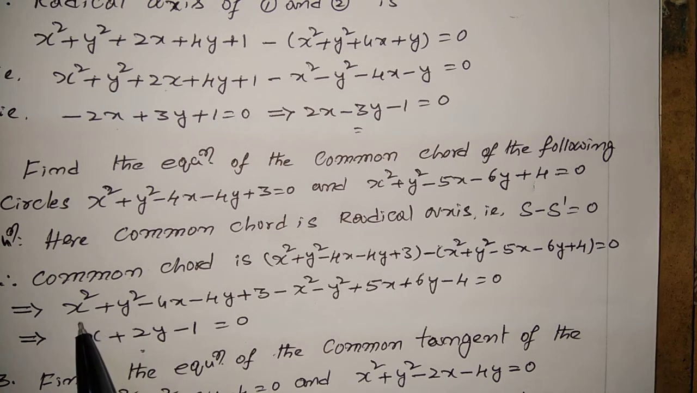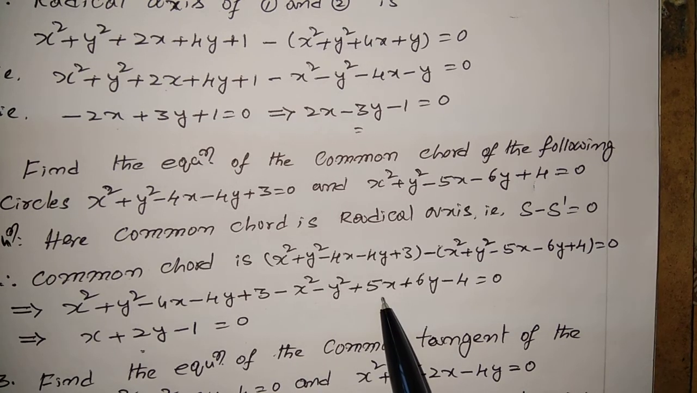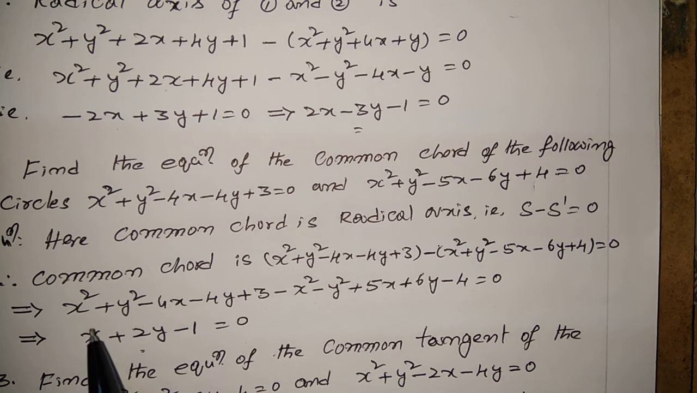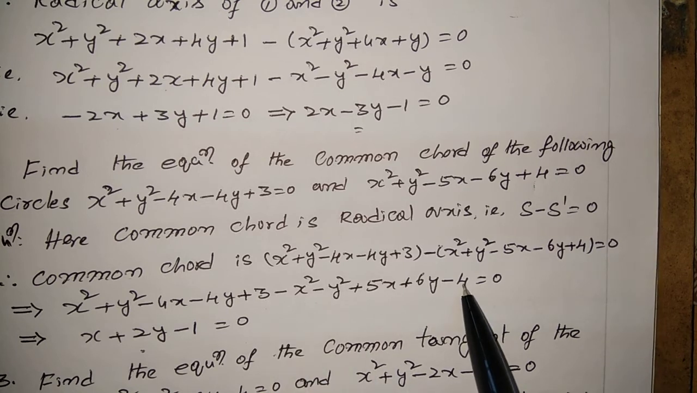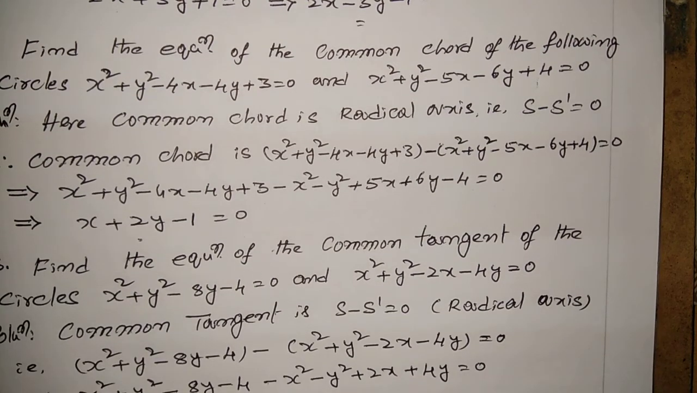Deleting these brackets, we get x square plus y square minus 4x minus 4y plus 3 minus x square minus y square plus 5x plus 6y minus 4 is equal to 0. X square minus x square get cancelled, y square minus y square get cancelled, minus 4x plus 5x is x, minus 4y plus 6y is 2y, plus 3 minus 4 is minus 1. So x plus 2y minus 1 is equal to 0 is the common chord of the given circles.